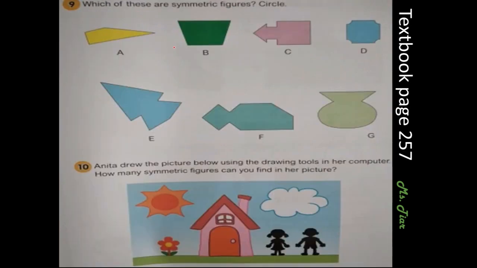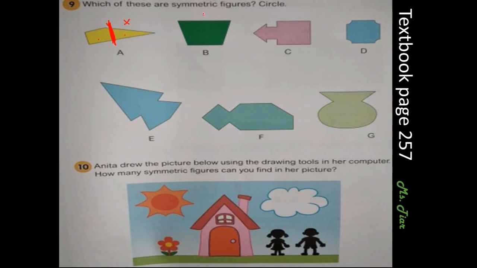Question 9, which of these are symmetric figures? Again, to find out the symmetric figures, you need to use the line of symmetry. On picture A, where will we put the line of symmetry? You want to put it here. If you put it here, you have to check if half of the picture has equal size with the other half. This one, no, both of them are different. So is it symmetric? No, it's not.